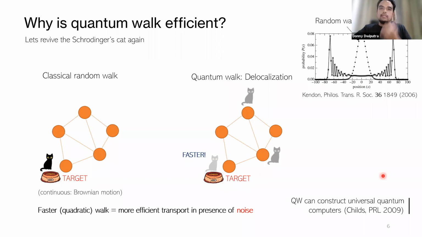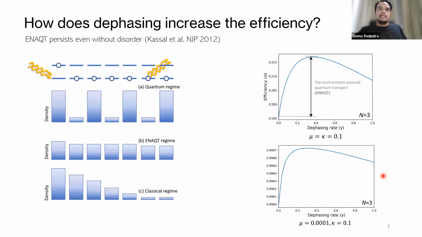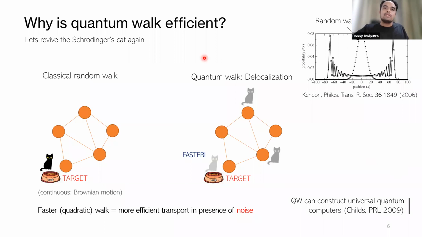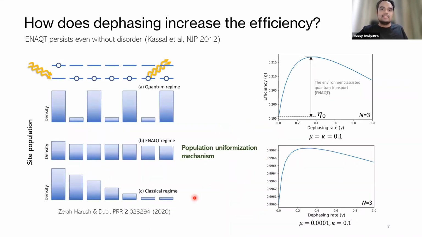But in this case, we are actually talking about the closed system. So if we want to talk about the efficiency, we have to move to the open quantum system, because it only makes sense if we talk about dissipation. That is the reason the efficiency is less than 1. Okay. And in this slide, I will talk about how dephasing can increase the efficiency instead of decreasing it.